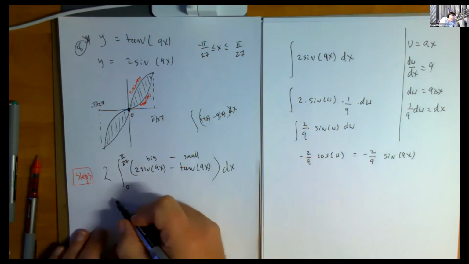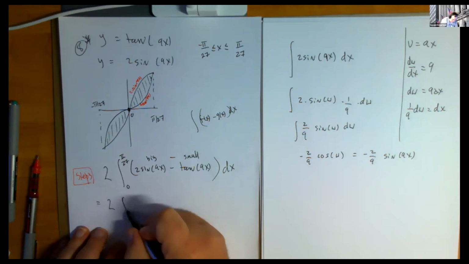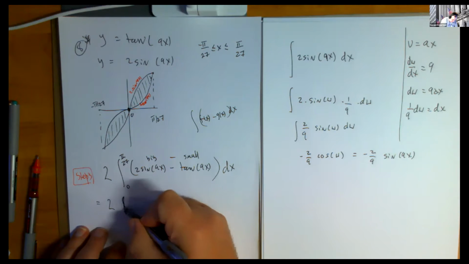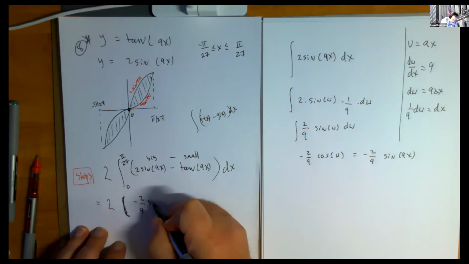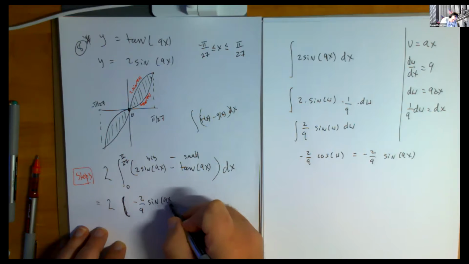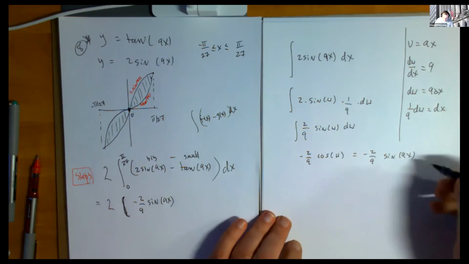So I'll go back here and I'll write down negative 2/9 the cosine of 9x. Okay, that's cool.